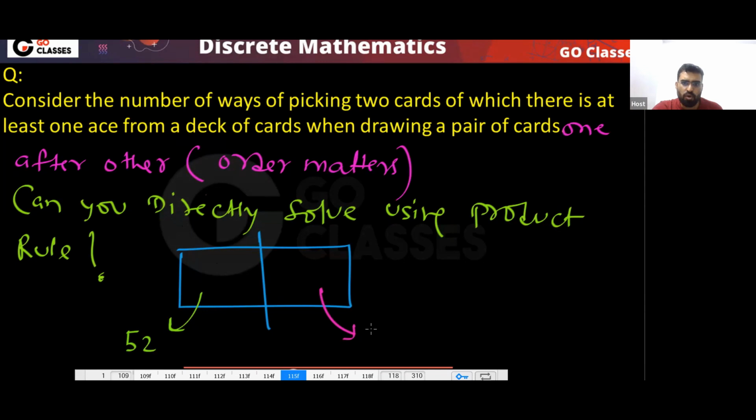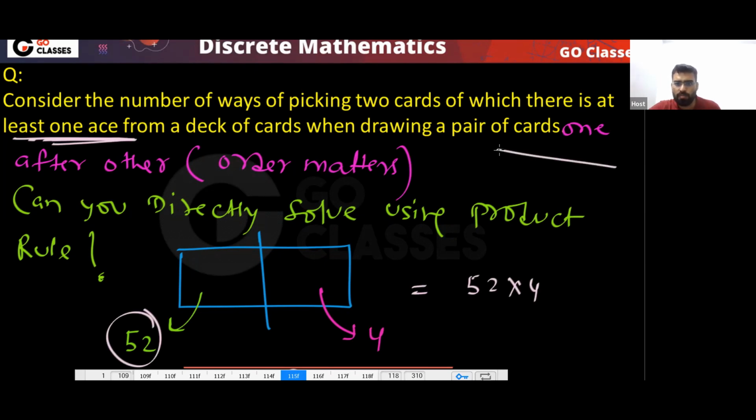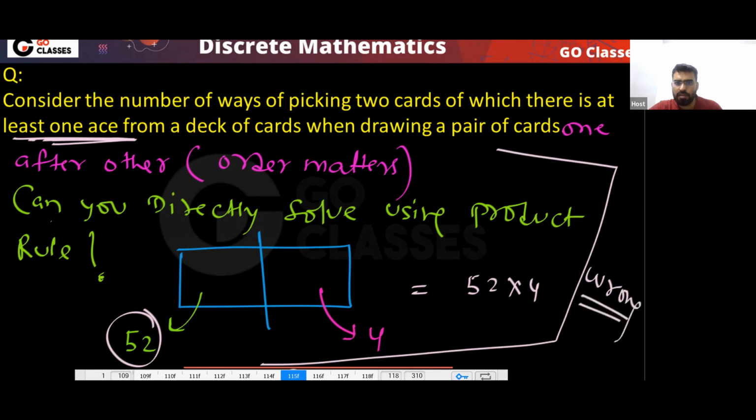Some students are saying 4. Is this answer correct? Can I say the answer will be this? What is wrong here? Remember, there should be at least one ace. This is clearly wrong, but tell me what is wrong here.